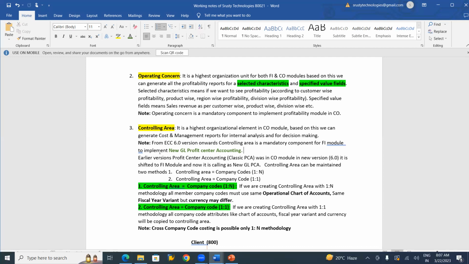Okay. So next one, right? Controlling area or controlling areas. Controlling areas can be maintained in two methods.